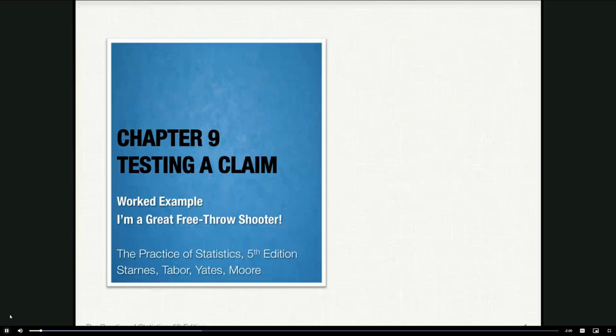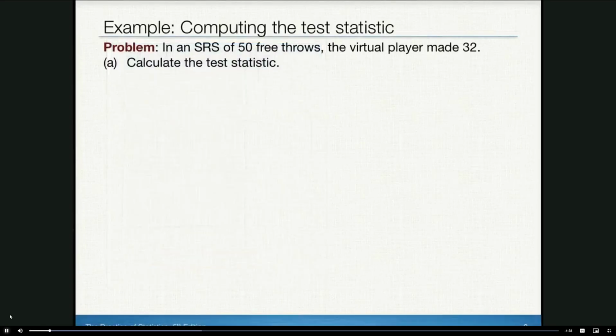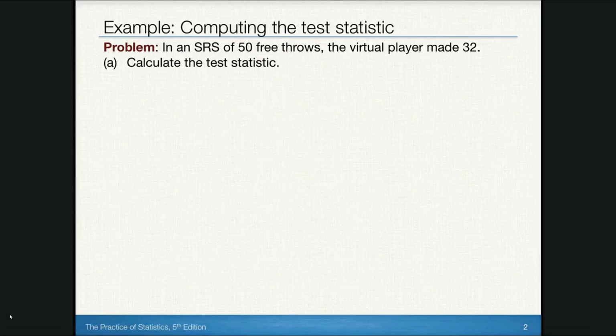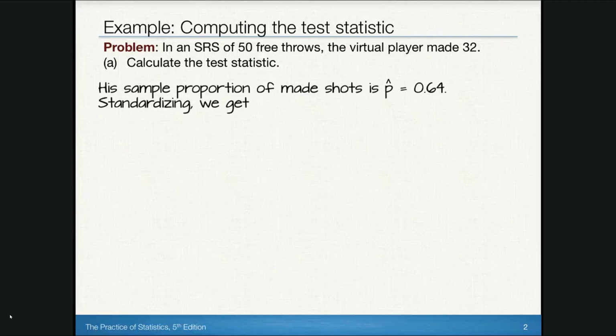In this example, we'll take a look at computing a test statistic. Now consider our free throw shooter. Recall that in an SRS of 53 throws, the virtual player made 32. Let's calculate the test statistic. The first thing we need to do is find the sample proportion. In this case, 32 out of 50 works out to a value of p hat equals 0.64.